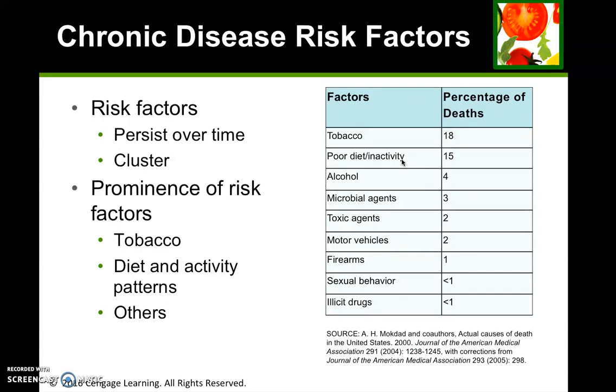But the risk factors for chronic disease tend to cluster and persist over time. These factors: tobacco use, poor diet and inactivity, alcohol, tend to go together as a lifestyle, so they tend to cluster together. And the prominence of certain risk factors seems to synergize to affect the risk of chronic disease.